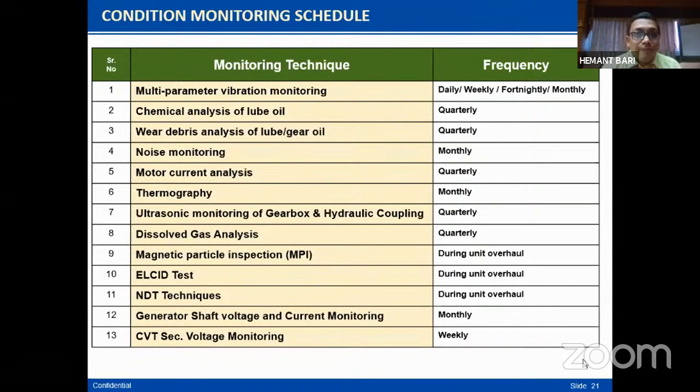Each and every technique we included, each and every machine we included, and we follow all the SOPs, and with these techniques we ensure the healthiness of our machines. Our machine healthiness during running condition and during shutdown we ensure with the help of these techniques.